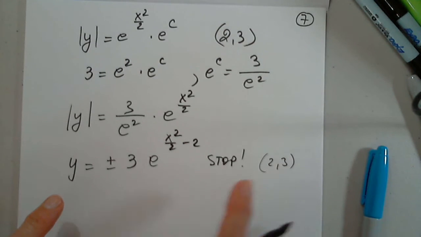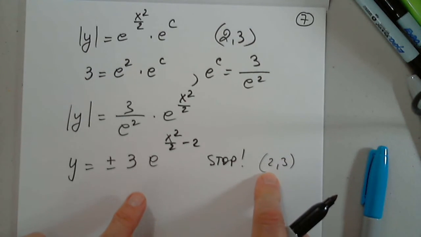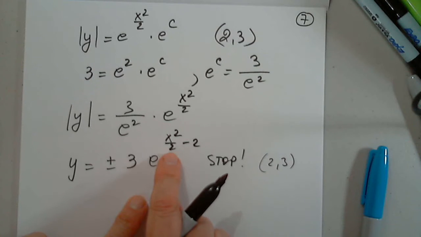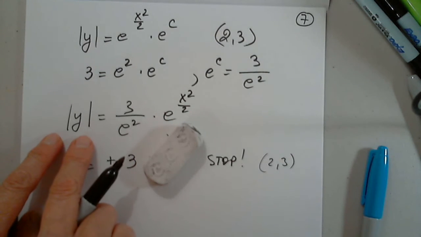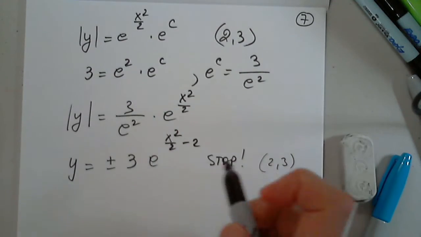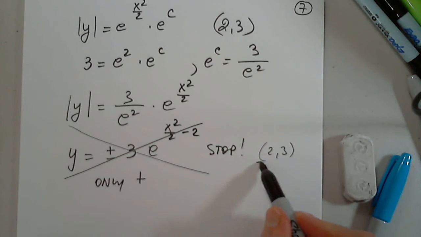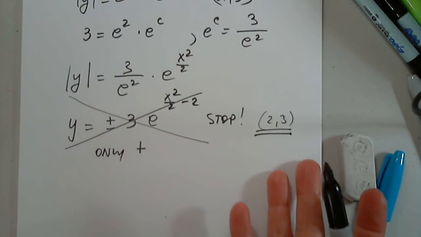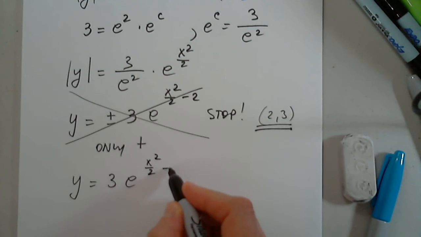I have to make sure that this point works. So when x is 2, 4 over 2 is 2, minus 2 is 0, e to 0 is 1. But this side has to be 3. So the minus does not have any place here. It's correct because that's what the absolute value is, but not for this situation. I'll say only plus because of this point. Otherwise, the point will not work. So then y equals 3e to x squared over 2 minus 2.